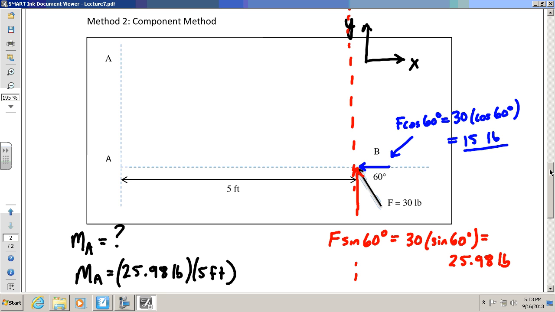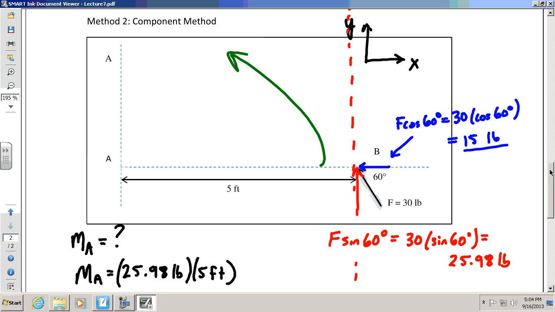Okay, but hold on a second now. What direction is that going to be? If you take that red line and you put it upwards, what direction is that going around A? Well, it's the same thing as we did before. It looks like this. It's going to turn A that way, which is going to be counterclockwise. That's positive.